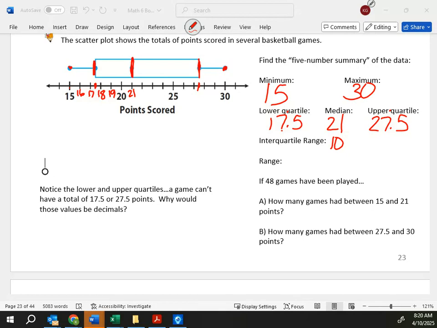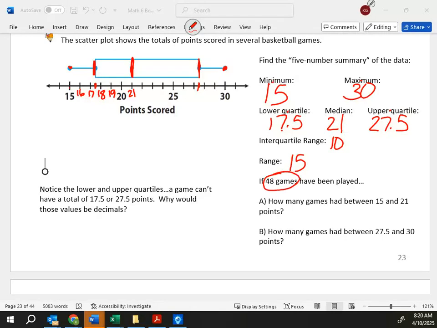What is the range of all of our scores? Sarah? Yeah, we take that maximum of 30 and we subtract the minimum of 15. So it would be what? 15. 30 minus the 15. Are you with me now? Okay. Now comes the filling in the numbers.